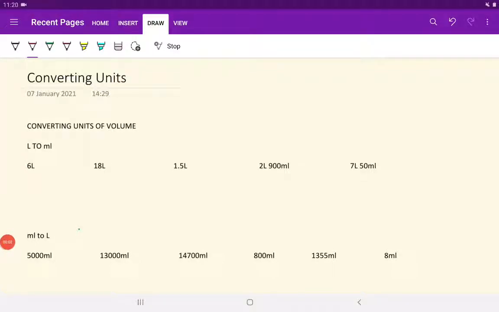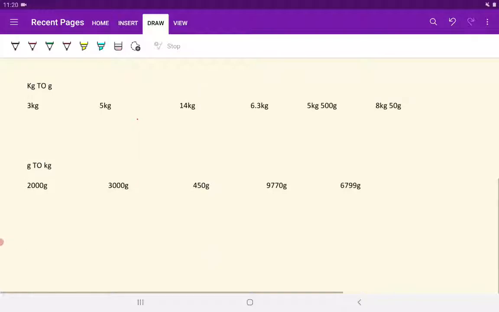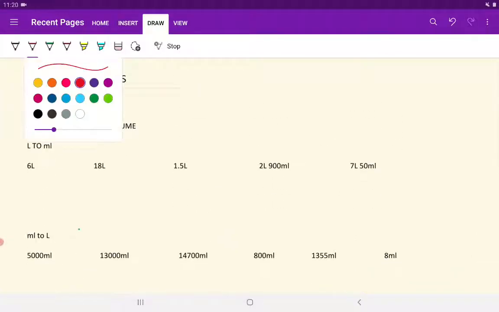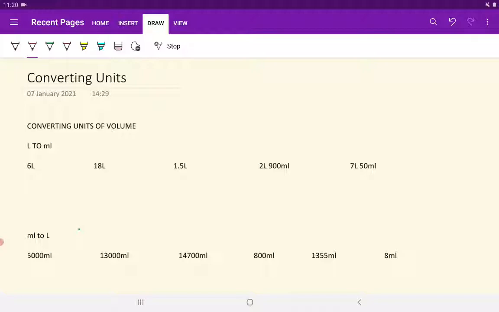Okay guys, here's the second video as promised. We're still converting units, but this time we're converting units of volume, and then later on, further down the page, these are going to be converting units of weight. So, litres to millilitres first of all.